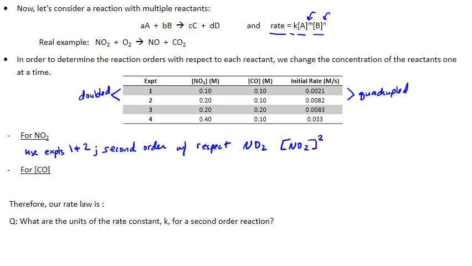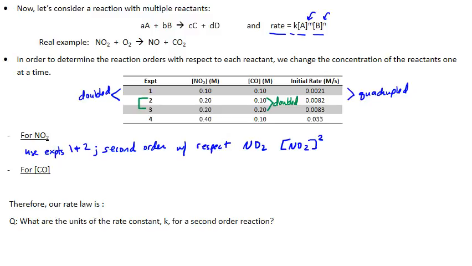I'm going to use Gregan this time. I have to find two sets of data where the concentration of carbon monoxide was changed, but the concentration of NO2 was unchanged. That looks like I can do that with experiment 2 and 3. In experiment 2 and 3, the concentration of NO2 remained the same, but the concentration of CO doubled. And let's see how the rate was affected.